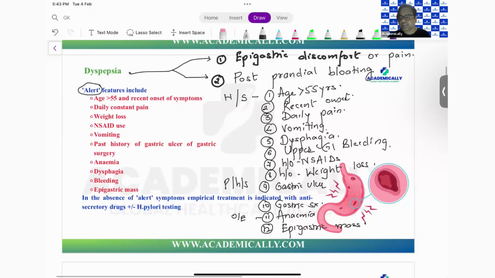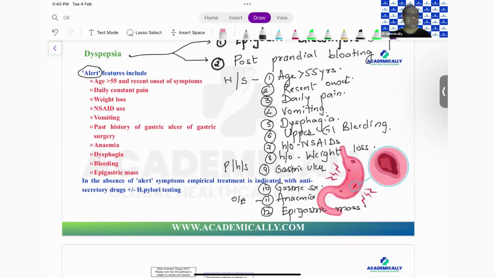Now, why is this important? Because if these alert symptoms are not there, then you should not go ahead with a lot of testing. Rather, you can start directly with anti-secretory drugs. What are anti-secretory drugs? They are also called proton pump inhibitors. What do you mean by proton pump inhibitors? Hydrogen potassium ATPase pump inhibitors. All right, you can start with them.